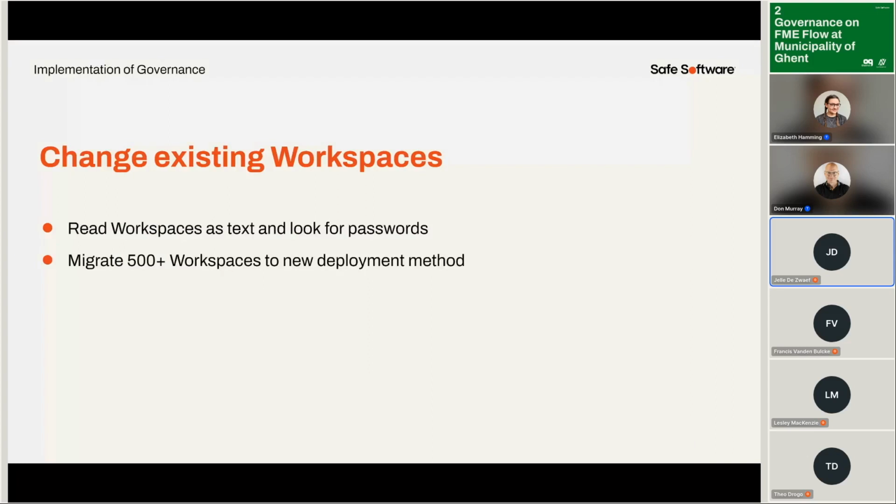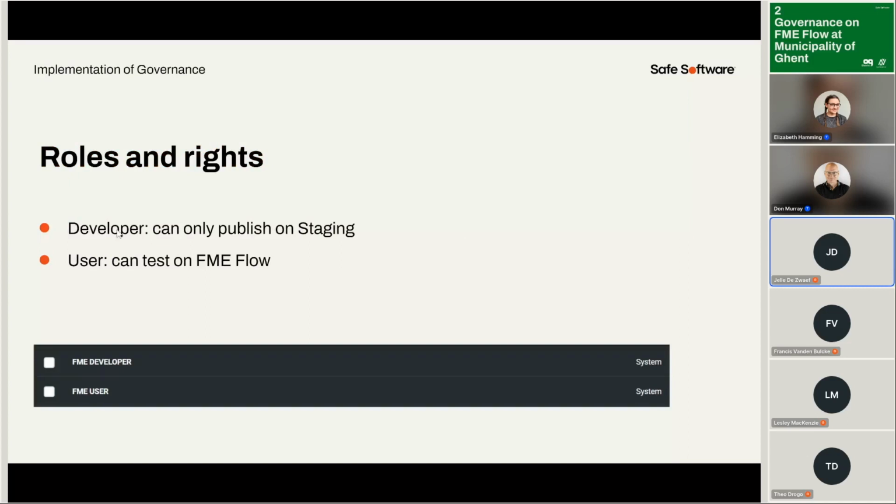So in this project, which took about 9 months to apply, first discussions on what we would like to implement for governance, and then change all the workspaces in 9 months. So we created a workspace to read these 500 workspaces. We looked for specific text of the SDE connections and looked for passwords, and we changed and we migrated all the 500 workspaces to this new deployment method. And now I give the word to Francis.